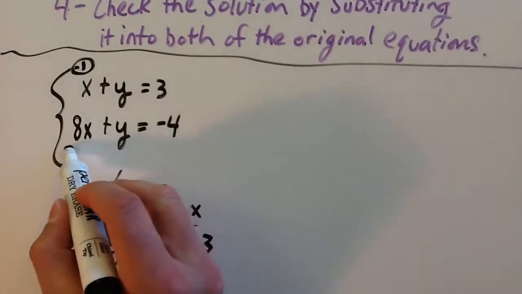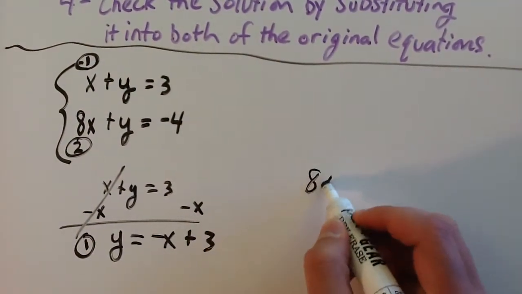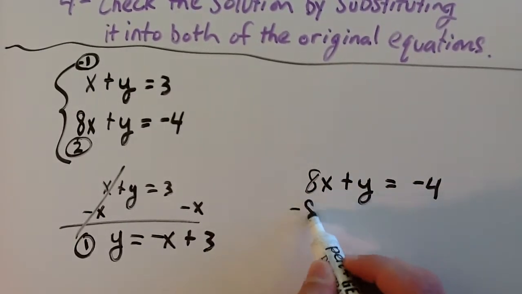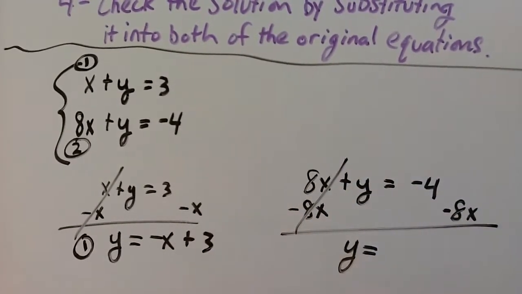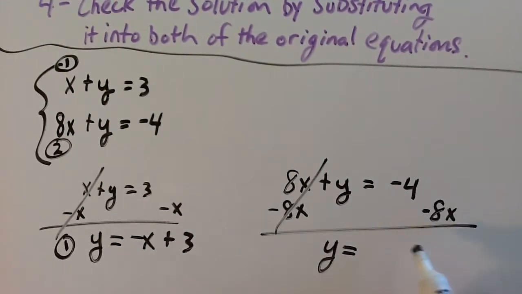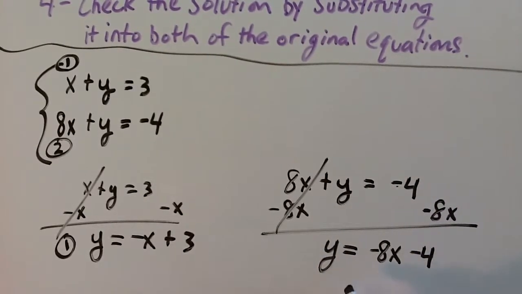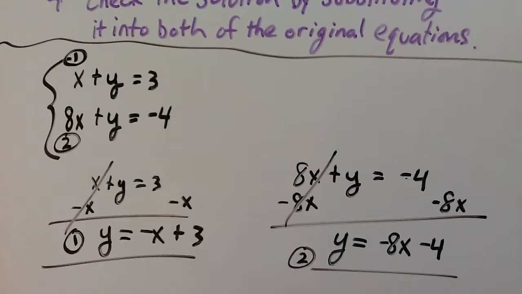Okay, this bottom equation, let's call this equation number 2, and let's get equation number 2 in slope-intercept form. So it is 8x plus y equals -4. I'm going to move this 8x over by subtracting 8x so that y is by itself on the left side, and on the right side I would have negative 8x and -4. So now my first equation is in slope-intercept form and my second equation is in slope-intercept form. Now I have both equations in slope-intercept form. I can now graph each equation on the same coordinate plane.